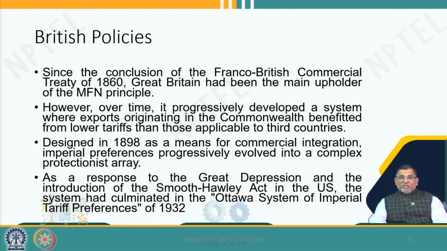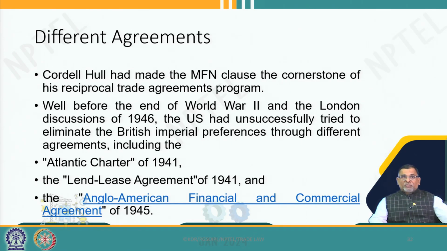So, in response, we already said that in response to the Great Depression in 1930, the US has made domestic laws, and the UK has also made domestic laws, even Canada has made domestic laws. So, there is a conflict of interest between the great parties at that point of time, those who were party to the Second World War, the UK and US.